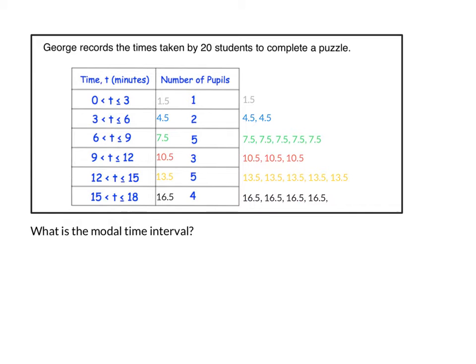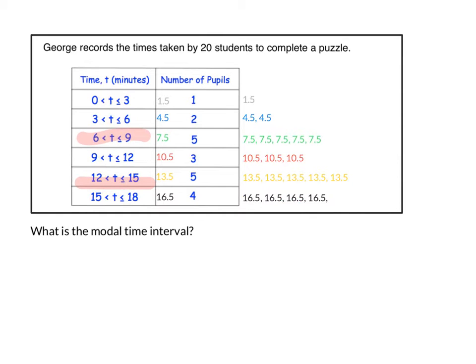So the modal is the most common. So what's the most common time? The most common time is going to be the one that's got the most number of pupils. So let's have a look, and it's going to be a combination between this interval here, so 6 to 9, and also this interval here, which also has 5 people. So it's a double mode.